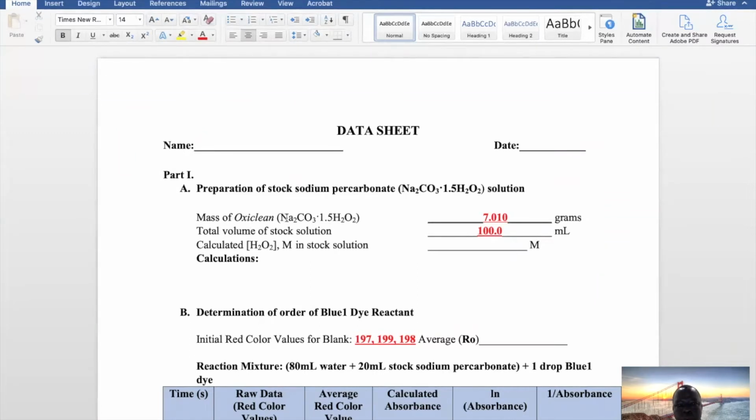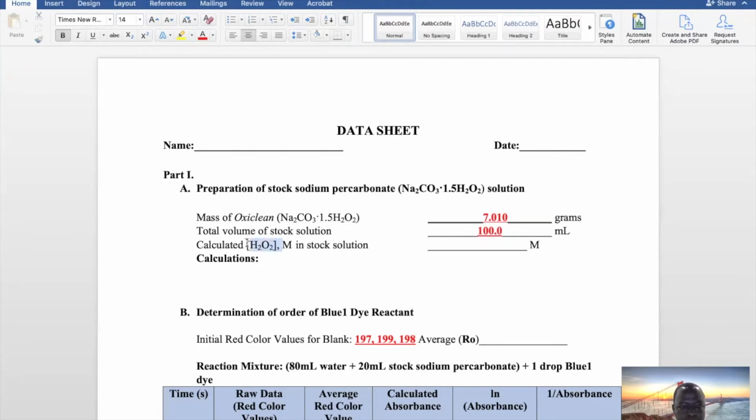For every 1 mole of OxiClean, there are 1.5 moles of hydrogen peroxide. And this is the mass for this experiment. For the simulation I did to collect the data you're going to use, this was the mass of OxiClean, not the peroxide. So you need to bear in mind how you will use the mole ratio to determine the moles of peroxide, because you need what?